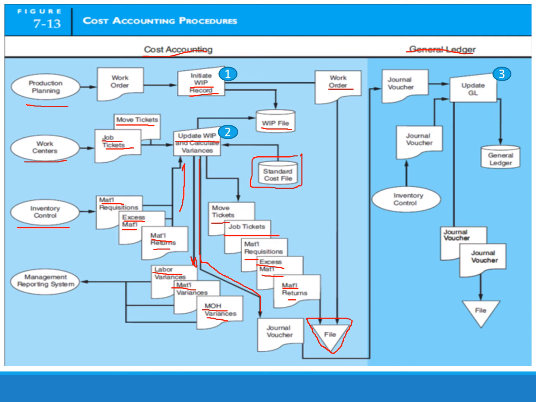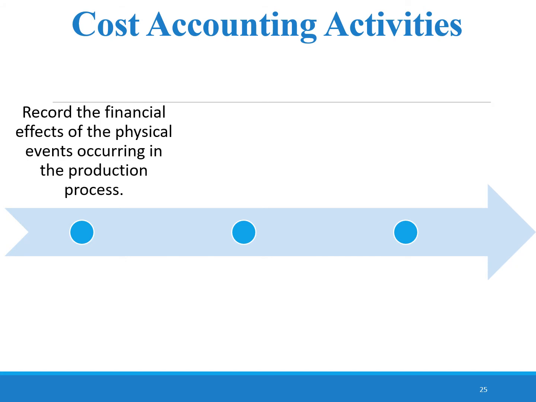So all of this variance will be reported to the management reporting system to have internal reporting as explained earlier. And then the general vouchers will go to the general ledger department to update the general ledger, and then we can see here we're updating the general ledger file and then filing the general vouchers in the general ledger file. For sure, we also will update the general vouchers from the inventory controls as explained in the previous diagram.